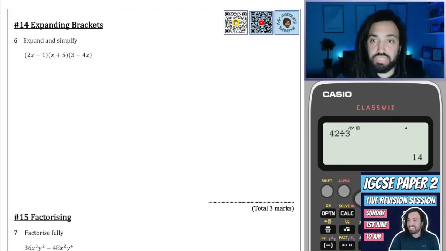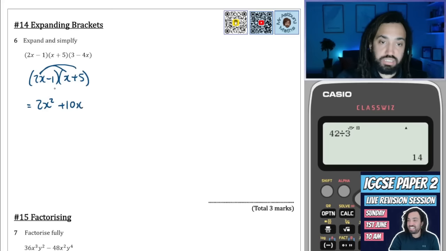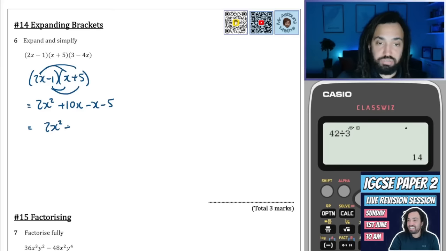Okay, expanded brackets, pretty standard stuff. Let's just start off with the first two. This is going to give us 2x squared. This is going to give us plus 10x minus x and minus 5. And we can simplify that by collecting the x terms together. We've got 10 minus 1, which is 9. And then we can reintroduce the third bracket.